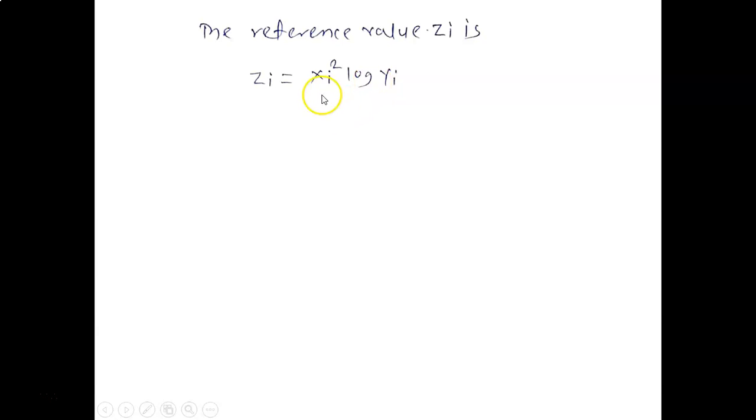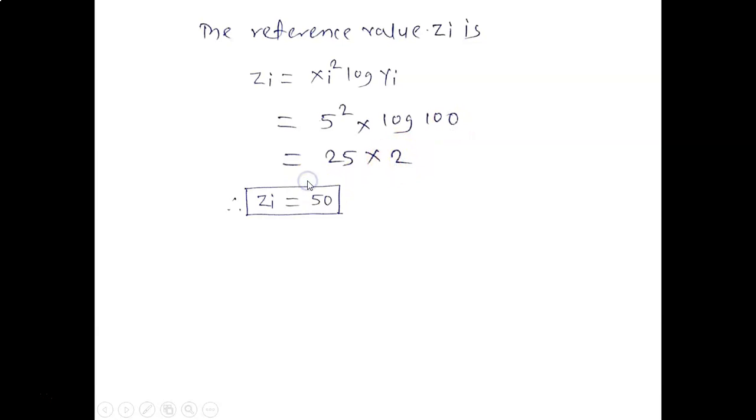Therefore next, the reference value zi is, therefore zi is equal to, what is our equation, xi square into log of yi. Therefore substituting the values of xi and yi, we get zi is equal to 5 square into log of 100, which is equal to 5 square means 25 into log of 100, that is 2. Therefore zi we are getting as 50.